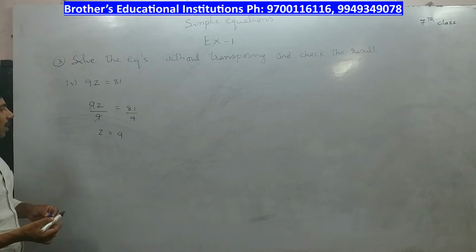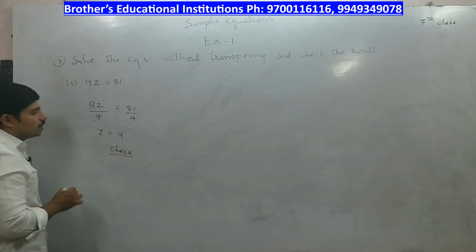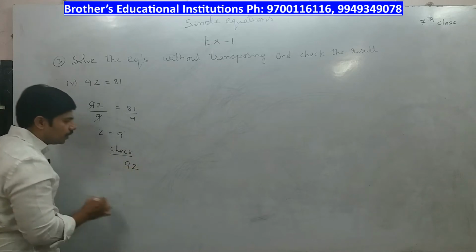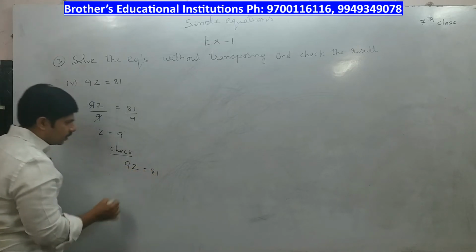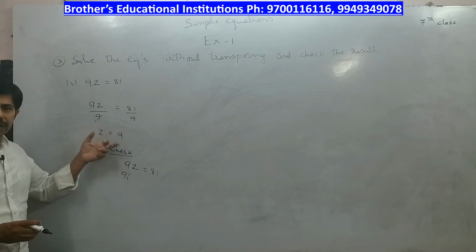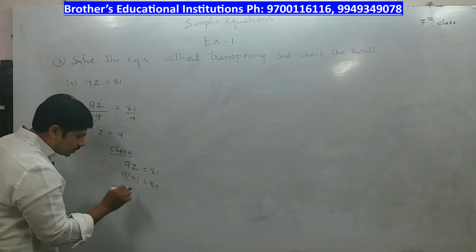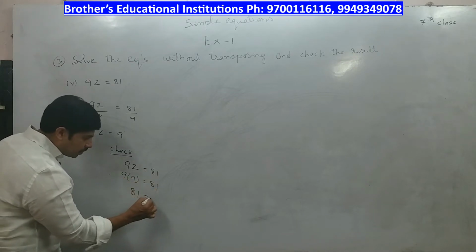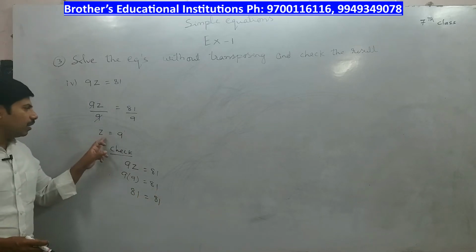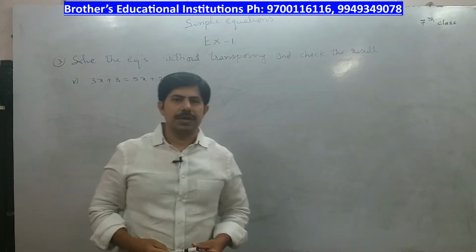After getting the value of z, we have to verify the result. We have to check the result. So z is equal to 9, I am substituting in 9z is equal to 81. So 9 into 9, I will write. 9 into 9 is 81. So 81 is equal to 81 we got. Therefore the value of z is 9. Okay, so note down. So next question.